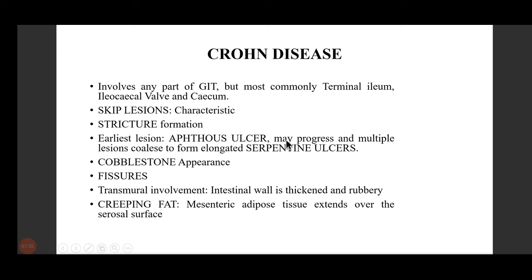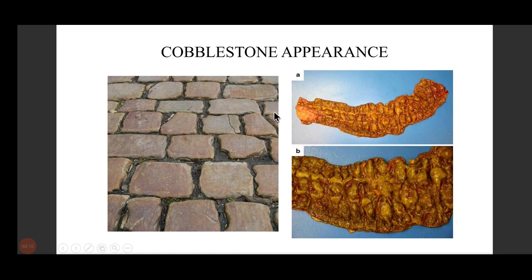The earliest lesion is the aphthous ulcer, which may progress, and multiple lesions coalesce to form elongated serpentine ulcers. Cobblestone appearance, you'll see in the subsequent slides. Fissures are most commonly involved. Transmural, I have already told you. Creeping fat: mesenteric adipose tissue extends over the serosal surface. This is the cobblestone appearance again, with thickening. Okay.